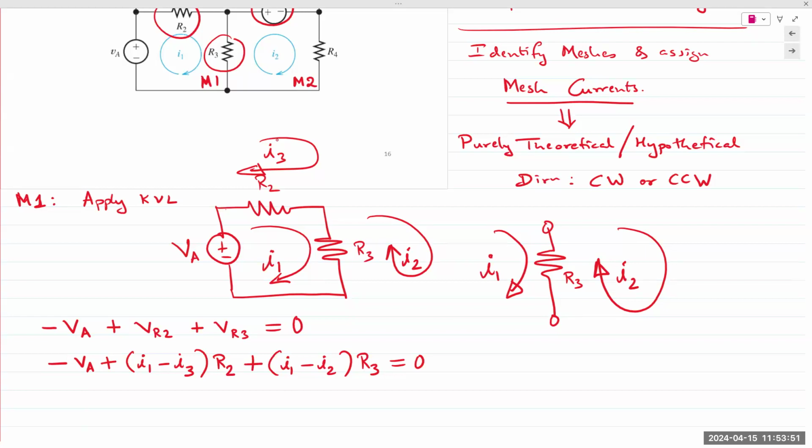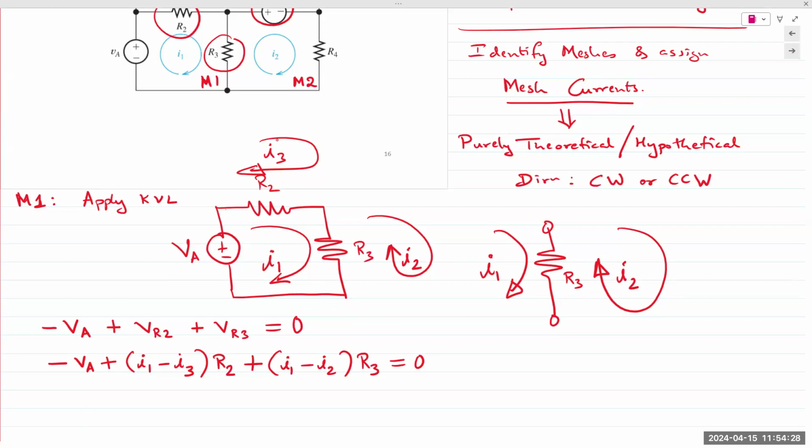Let's take a 10-second pause, think over that, and let me know if you have any questions. Yes. That is absolutely correct. So the question being asked is, are we subtracting I3 and I2 because we are adding up the voltages for M1, mesh 1? And the answer is yes. Because it is mesh 1, the other currents which are flowing in the opposite direction would be subtracted.